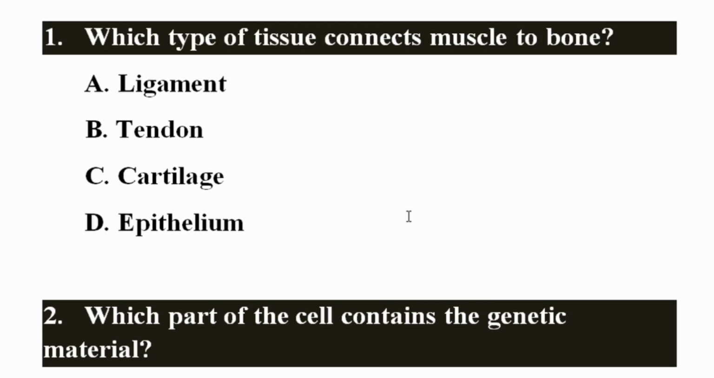Which type of tissue connects muscle to bone? The right option is Beta, tendon. Tendons connect muscle to bone, enabling movement.